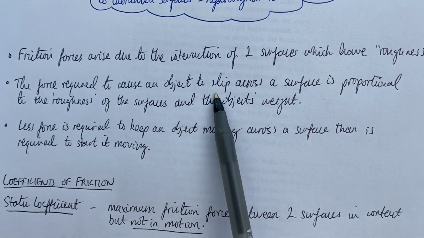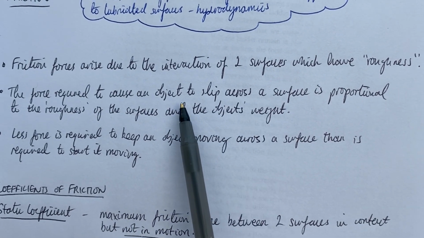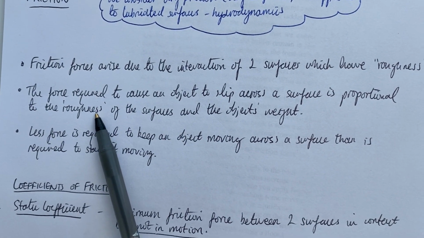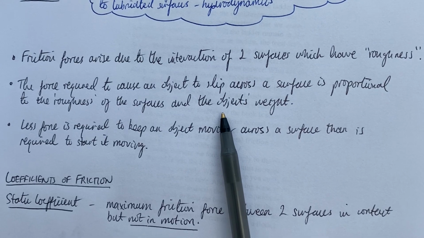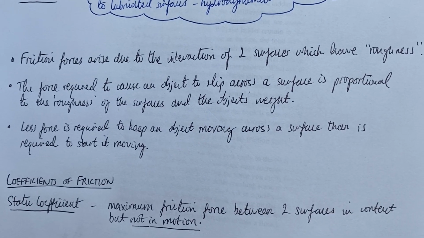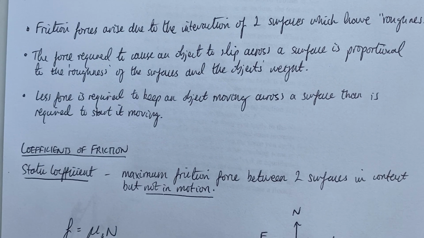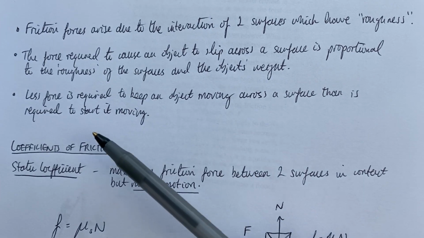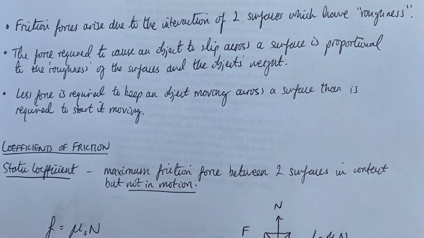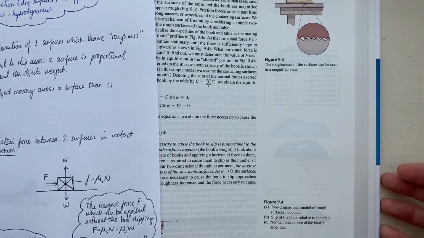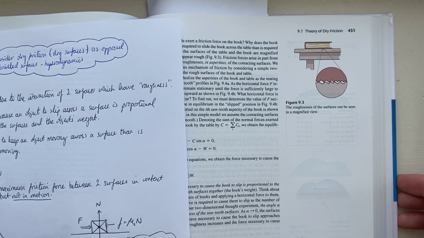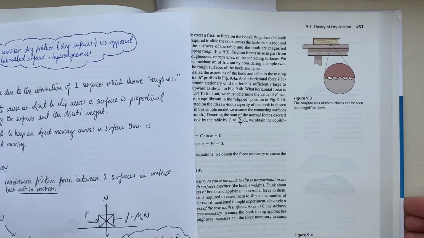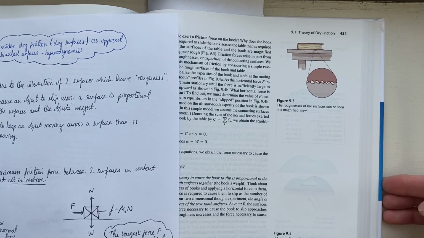But basically, the force required to get an object to slip across the surface is proportional to the roughness, as we've just said, and also to the object's weight. And it should be fairly intuitive to you also that less force is required to keep an object moving across a surface than is required to start it moving in the first place, right? So if I've got this book and I'm trying to slide it across the table, it takes much more force to start it moving than it does to keep it moving, right?